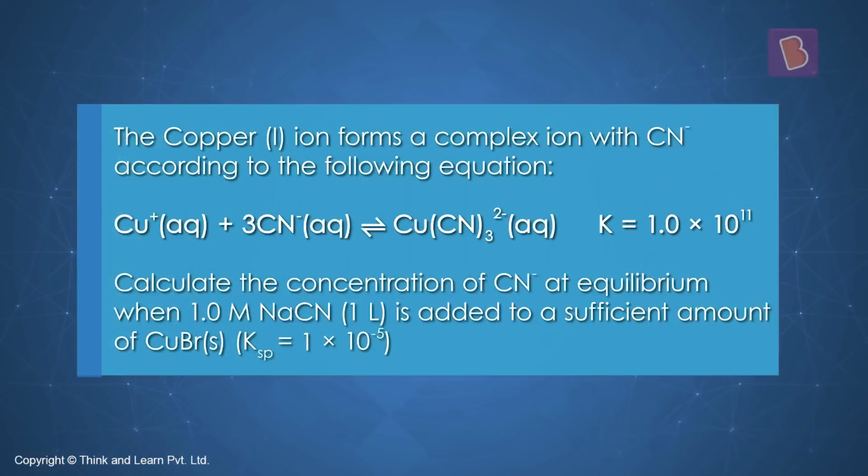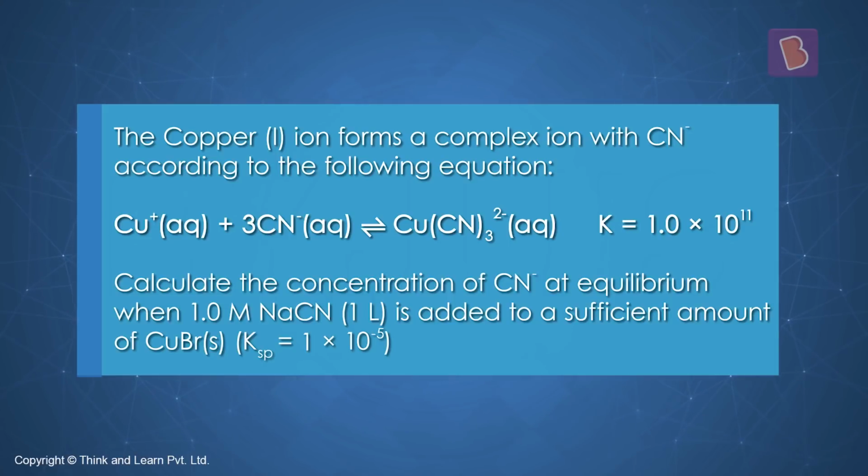Okay, this question requires us to give a numerical answer. Let's look at it. So copper 1 forms a complex that's given to you over here, along with CN minus. The equation also is here. What happens is we put NaCN, 1 molar of it, 1 liter of it, and there's a lot of CuBr around. So some sort of equilibrium forms, and we are asked to find out the concentration of CN minus ion at equilibrium.